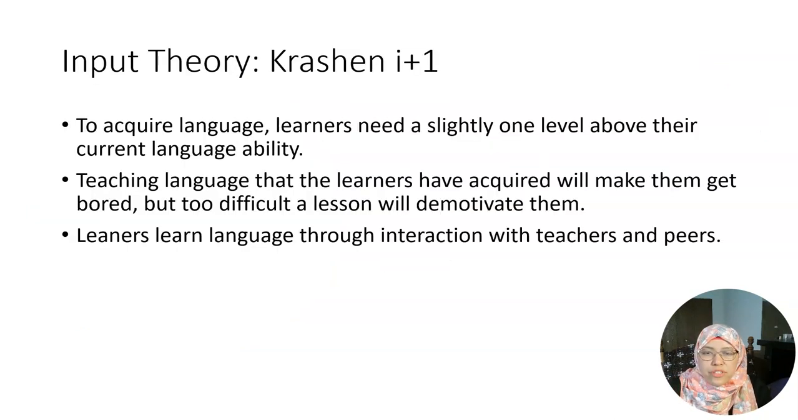The input theory by Krashen using i+1 says that to acquire the language, learners need input slightly one level above their current language ability. Because if you teach learners something they have already acquired, they will get bored. But if you give a lesson that is too difficult, they won't understand it and it will demotivate them. Krashen also proposed that learners learn language through interaction, either with teachers or peers.